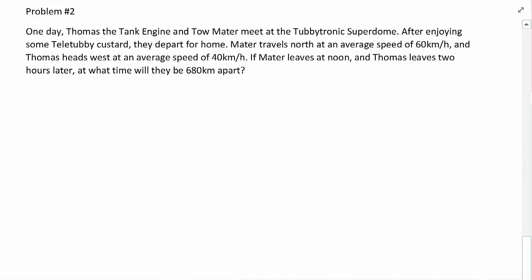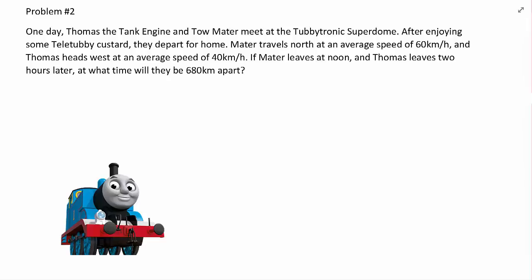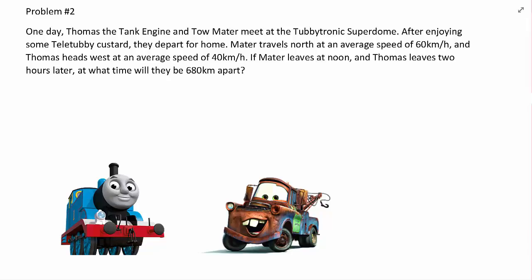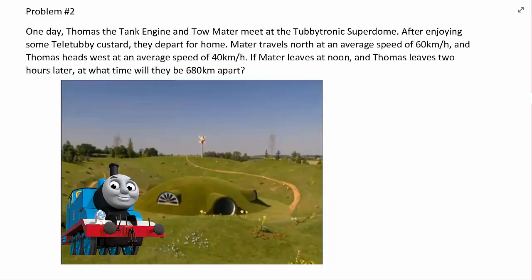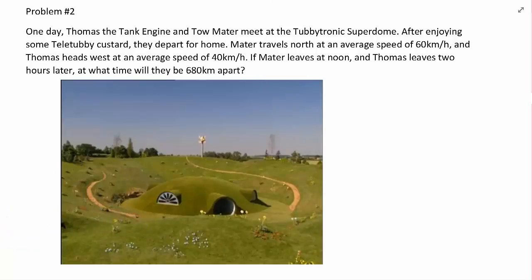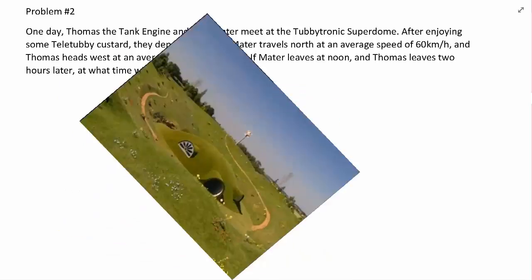Problem number 2. One day, Thomas the Tank Engine and Tow Mater meet at the Tubbytronic Superdome. After enjoying some Tellytubby custard, they depart for home. Mater travels north at an average speed of 60 km per hour, and Thomas heads west at an average speed of 40 km per hour. If Mater leaves at noon, and Thomas leaves 2 hours later, at what time will they be 680 km apart?